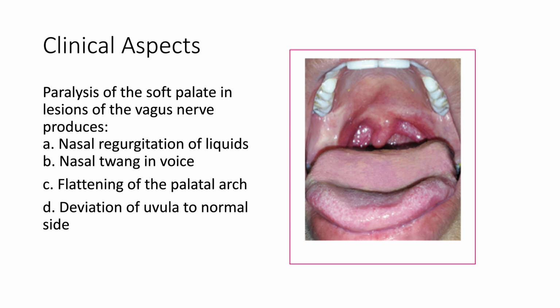Paralysis of soft palate in lesions of vagus nerve produces nasal regurgitation of liquids, nasal twang in voice, flattening of the palatal arch, and deviation of uvula to normal side. So if we are given this picture in clinical question and asked which side of the vagus nerve is affected over here, so the affected side is going to be the left side as the uvula is towards the right side.